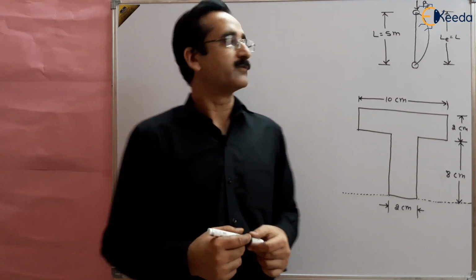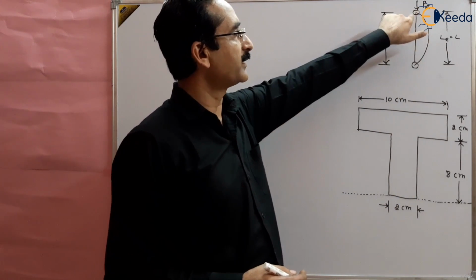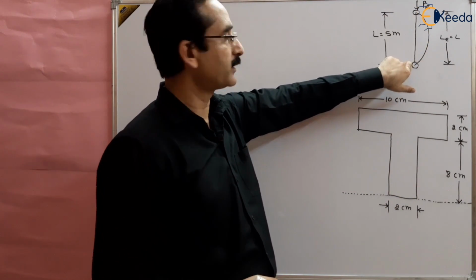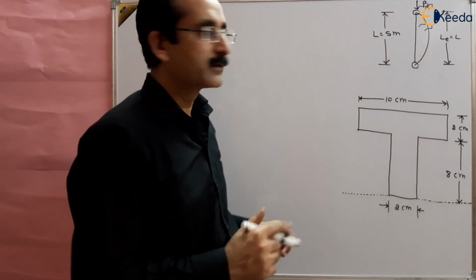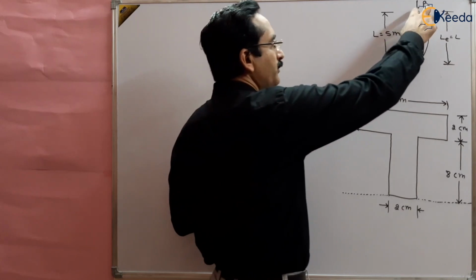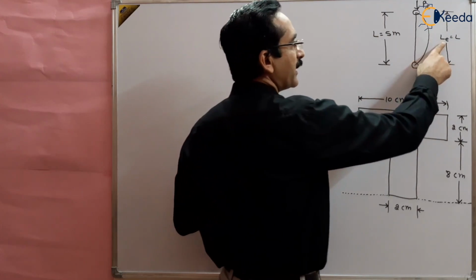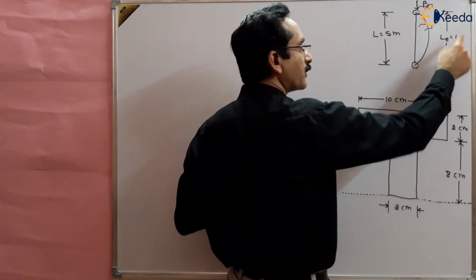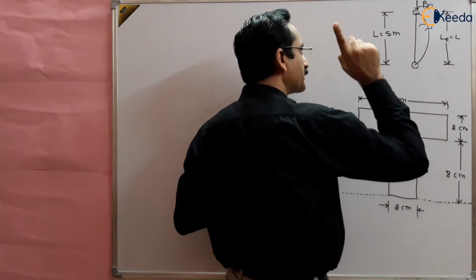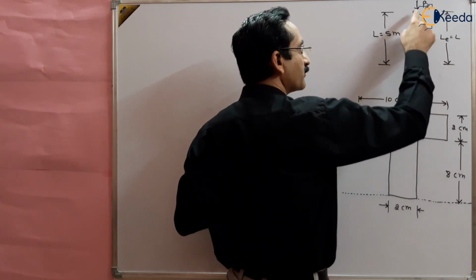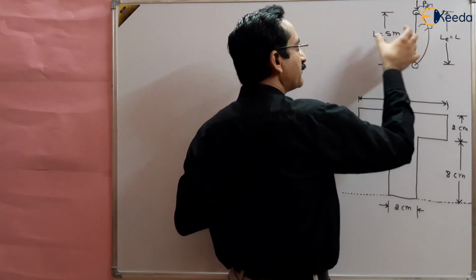In this question, we are given a T-section column, and this is a column which is at hinge joint. Both the points are hinge joint, and the length of the column is 5 meter. You know that for hinge joint, the column effective length is equal to the length of the column itself. So that's why we have written LE, effective length, equal to length of the column. Go to the theory lectures and check. We have proved that when the column is hinged at both the ends, then the effective length equals the length of the column itself.